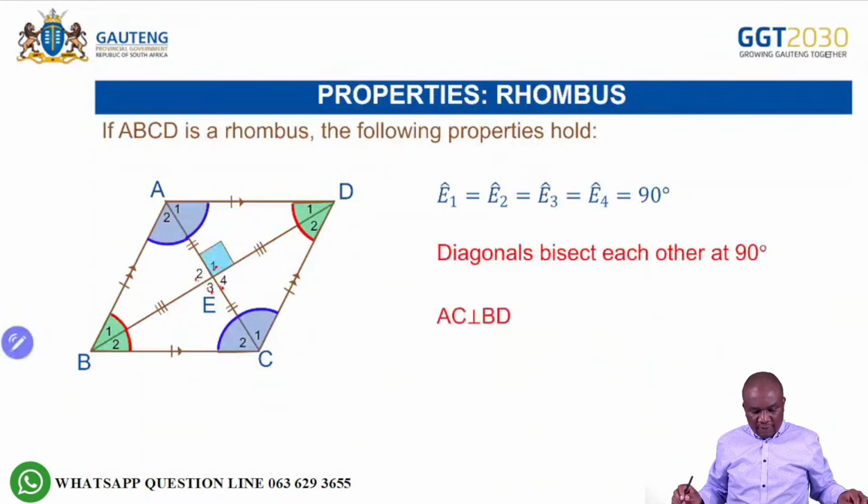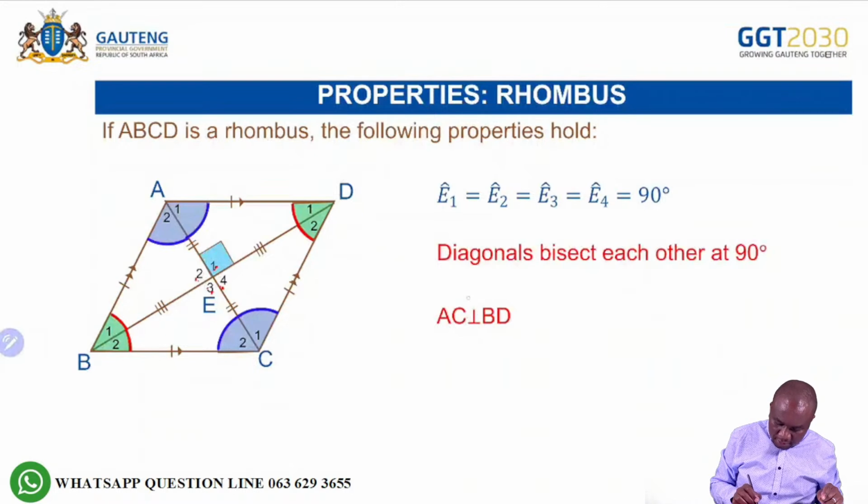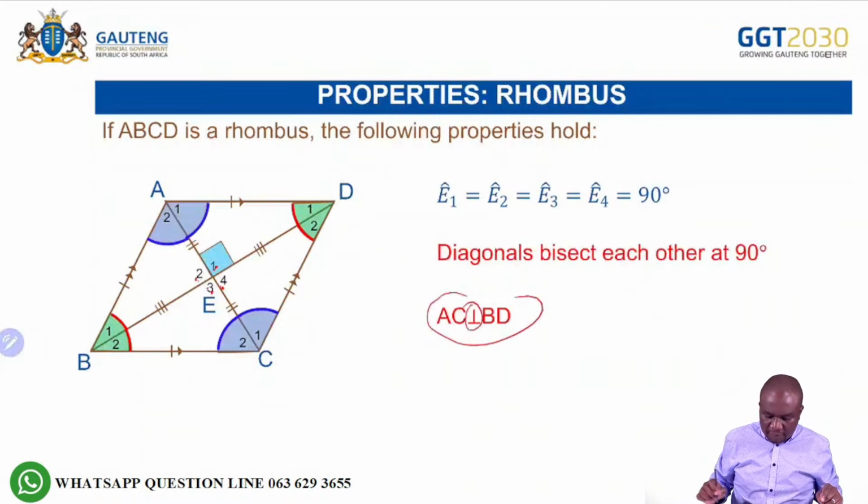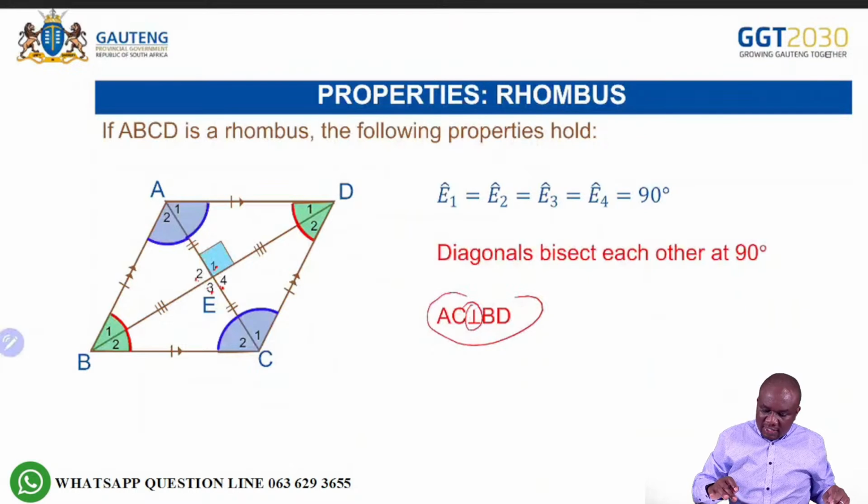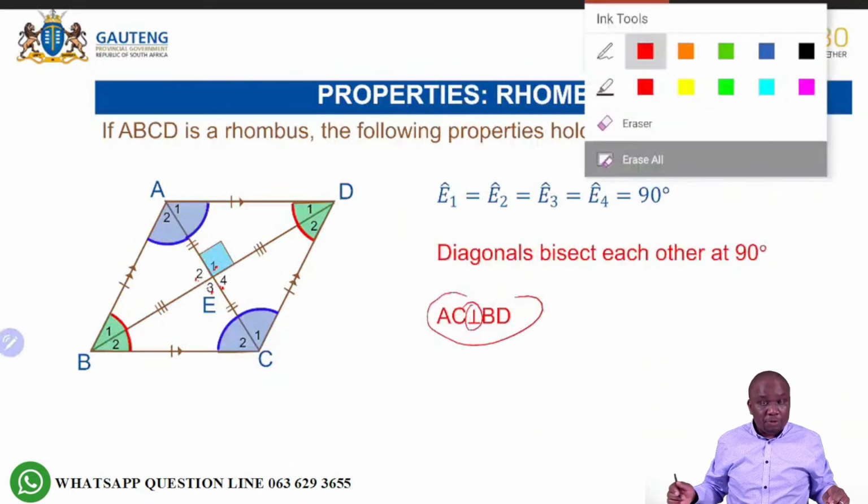Please don't forget that. Add the 90-degree angle there, the square there for the 90-degree angle, and write diagonals bisect each other at 90 degrees. Very important. Right, so the diagonal AC is perpendicular. This symbol is for perpendicular. Okay, the diagonal AC is perpendicular to BD. Please write that.